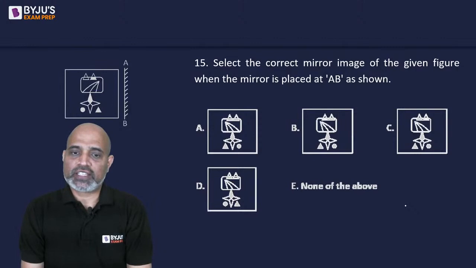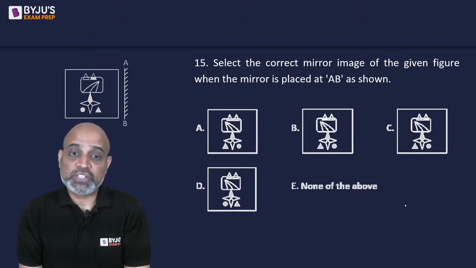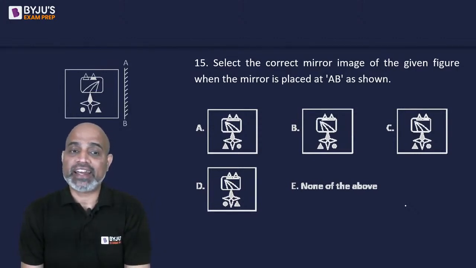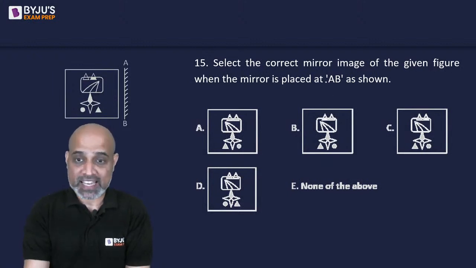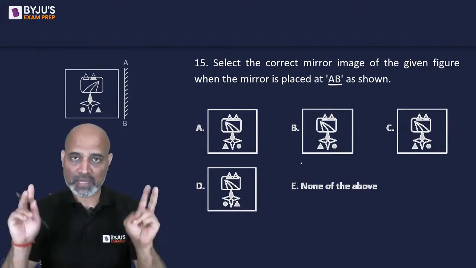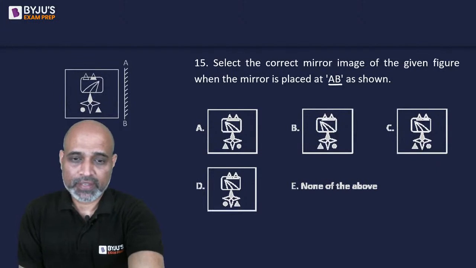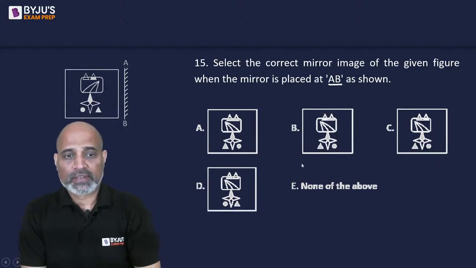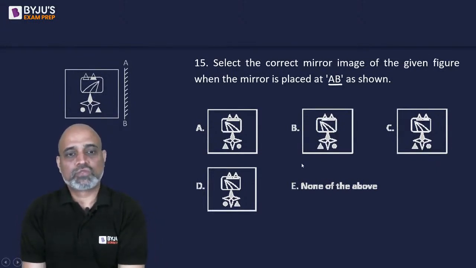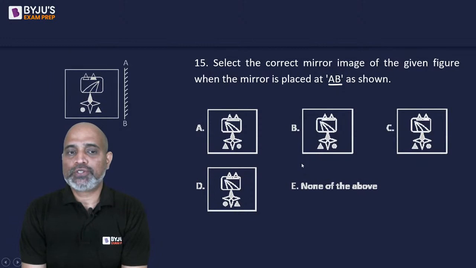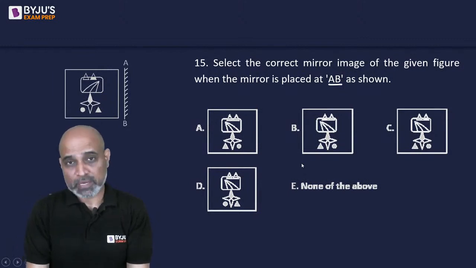Okay, next question. Select the correct mirror image of the given figure when the mirror is placed at A dash B dash as AB as shown. AB single inverted में है, तो इसका mirror image कैसा दिखना चाहिए, कौन सा होना चाहिए? So it is made up of 1, 2, 3, 4, 5, 6, 7 shapes, where one of the shapes is further made up of 4 shapes.